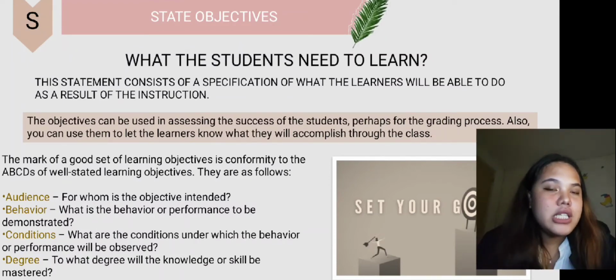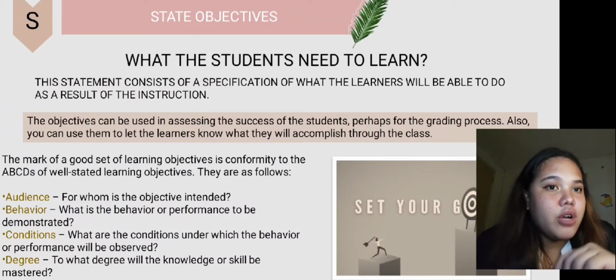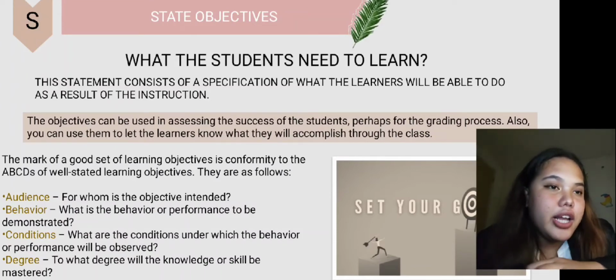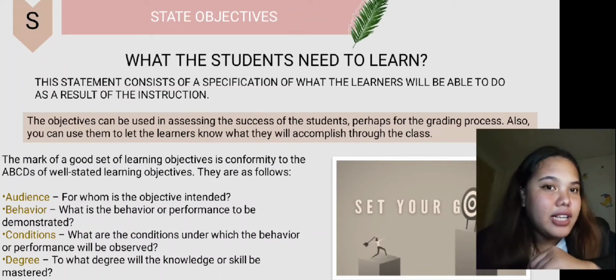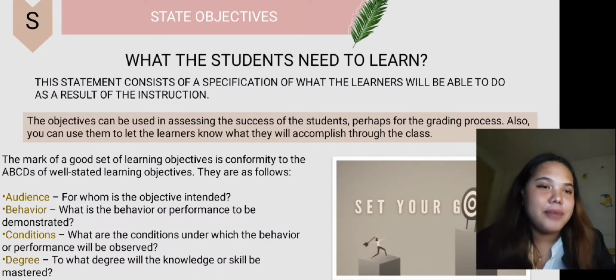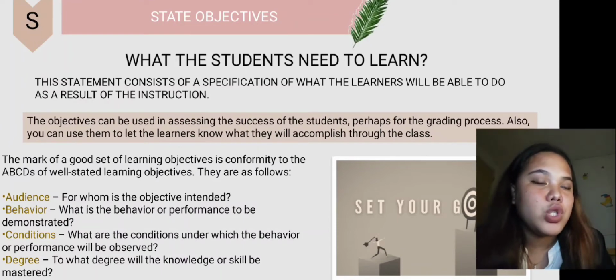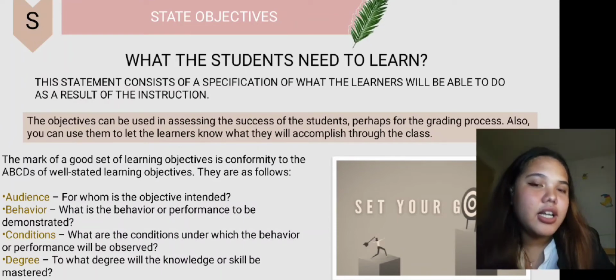The mark of a good set of learning objectives is conformity to the ABCDs of well-stated learning objectives. They are as follows. A, audience, for whom is the objective intended? Okay. B, behavior, what is the behavior or performance to be demonstrated?